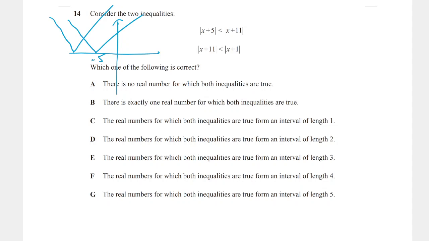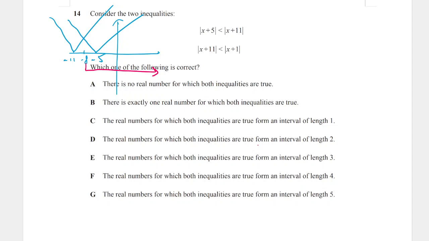Okay, so therefore, you're sure that the intersection here is negative 8, right? Because they have the same gradient. So no doubt they intersect in the middle. Okay, so when is the x plus 5 graph smaller than the x plus 11 graph? Well, it's between here, right? Any x value which is greater than negative 8, that's true.